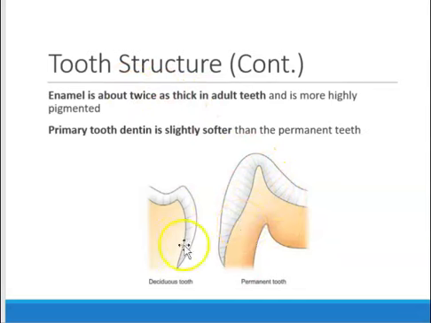When we look at adult teeth versus baby teeth, the enamel is thicker in the permanent tooth. The dentin, the inside part underneath the enamel, is actually a little softer in the primary teeth, which means it's easier to get cavities in your primary teeth than in your adult teeth because they are much thinner and softer.